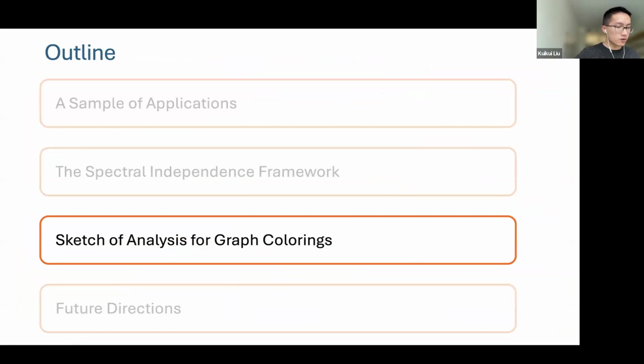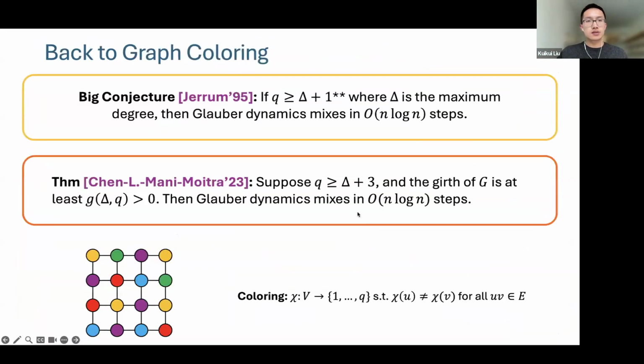Okay, so in the remainder of the talk, I want to just sketch the analysis of spectral independence for the special case of graph colorings. Just to refresh your memory, a coloring is an assignment of colors to the vertices of a graph such that neighboring vertices do not receive the same color. And our goal is to sample a uniformly random such coloring.